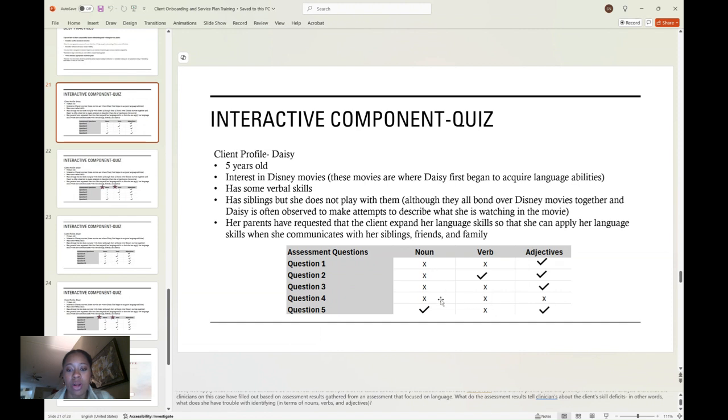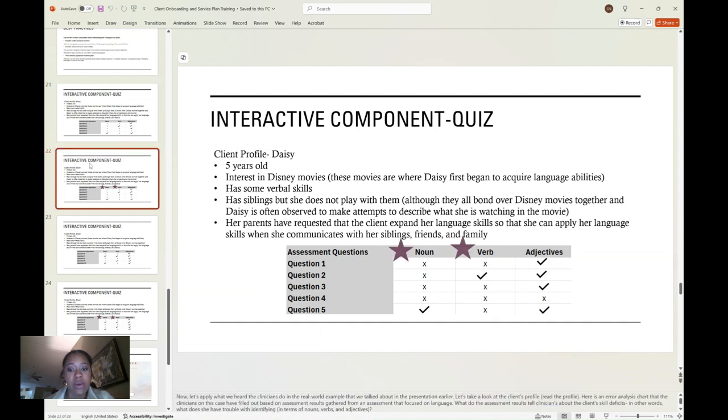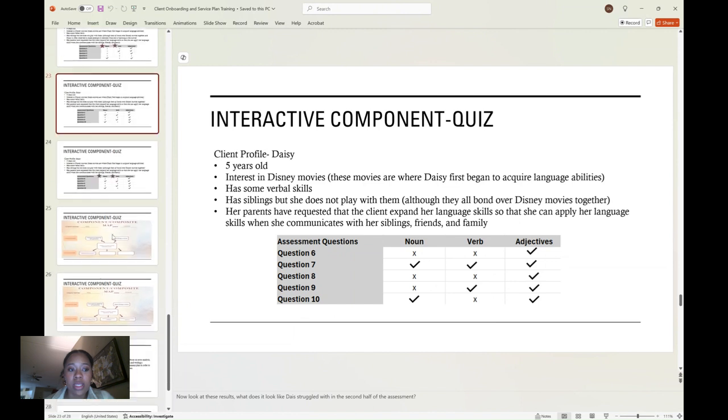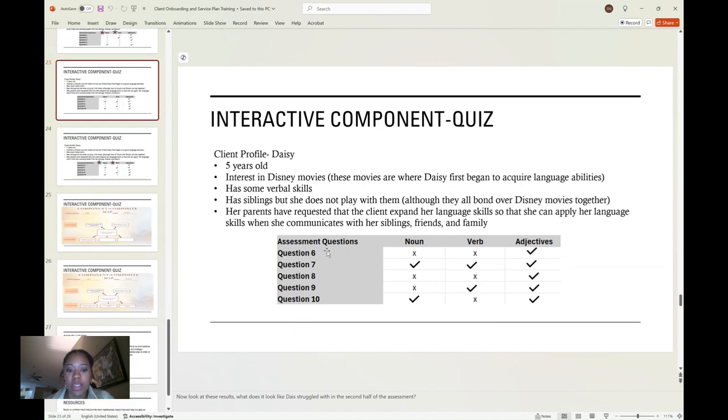And the X's mark the errors that she made on these assessment questions, and then the check marks are where she got it right. If you said nouns and verbs, you would be correct because we see a lot of errors in these two columns here. And again, this is the same client, but a different set of assessment questions. And what here in this table do you see if you were conducting an error analysis that the client has trouble with here?